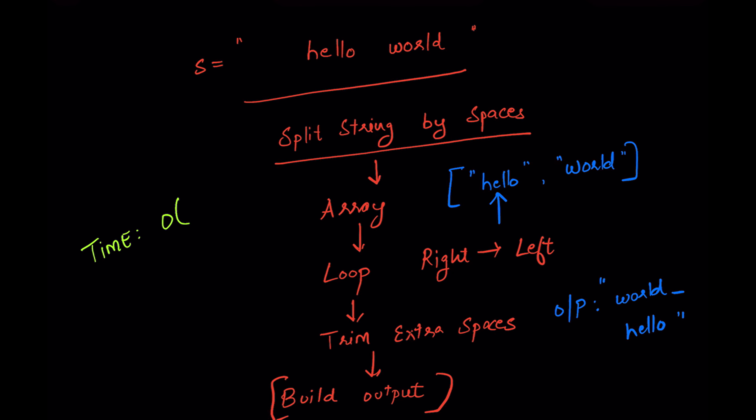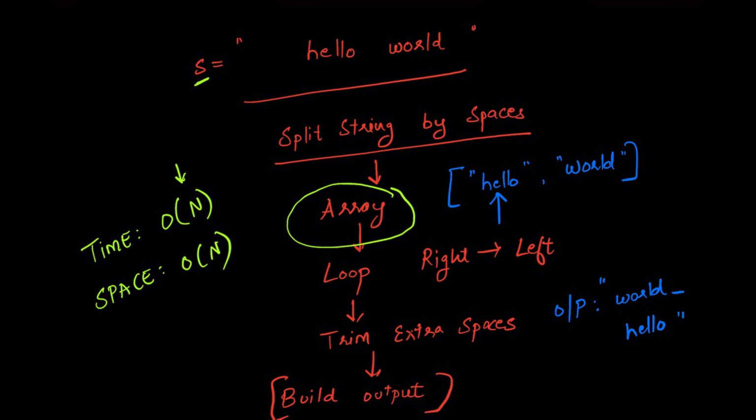The time complexity of this solution is O of n, where n is the number of words in the given input string, and the space complexity is O of n as well, as we are creating this array by splitting the entire string down based on spaces. Let me show you how we can implement this solution using C#.